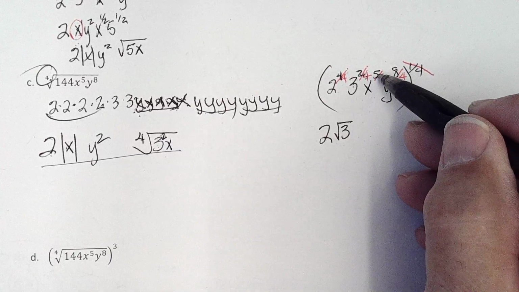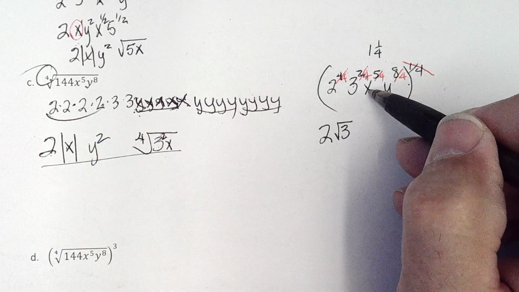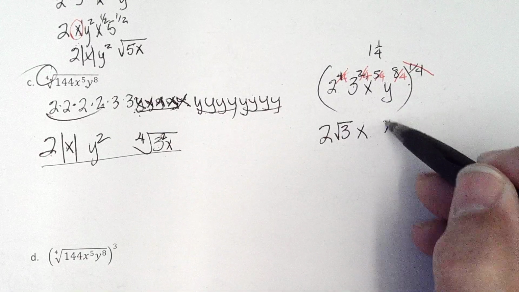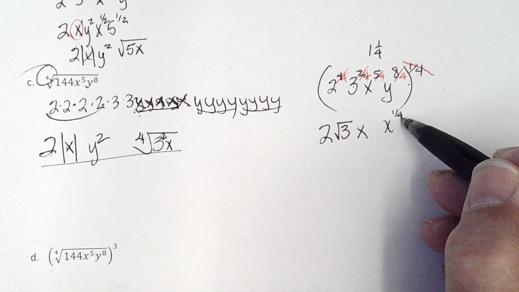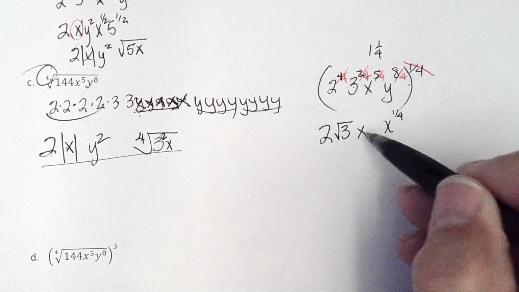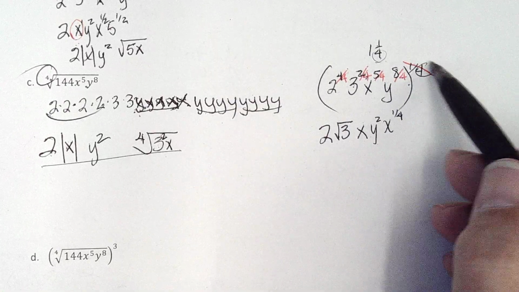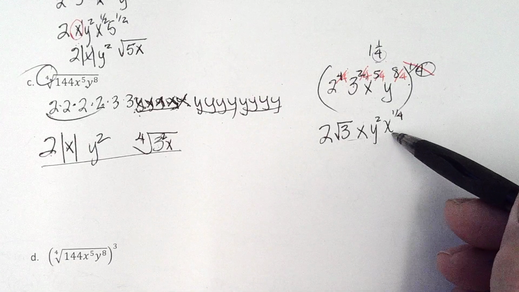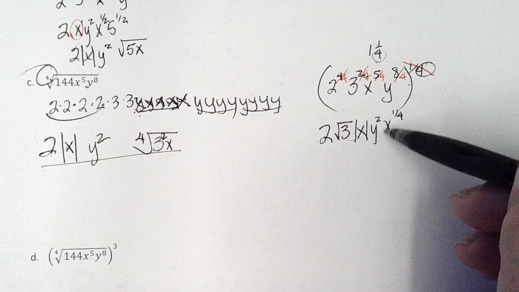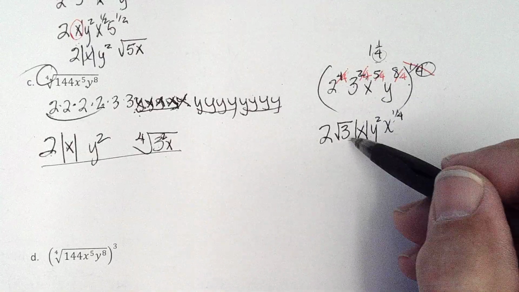X to the 5/4. 5/4 is 1 and 1/4. So I have an x and an x to the 1/4 left over, 1 and 1/4, and I have y to the 8/4, which is 2. This is an even root that I'm doing, so if anything could possibly be negative, we need to change it to positive. And this is still in the root sign.